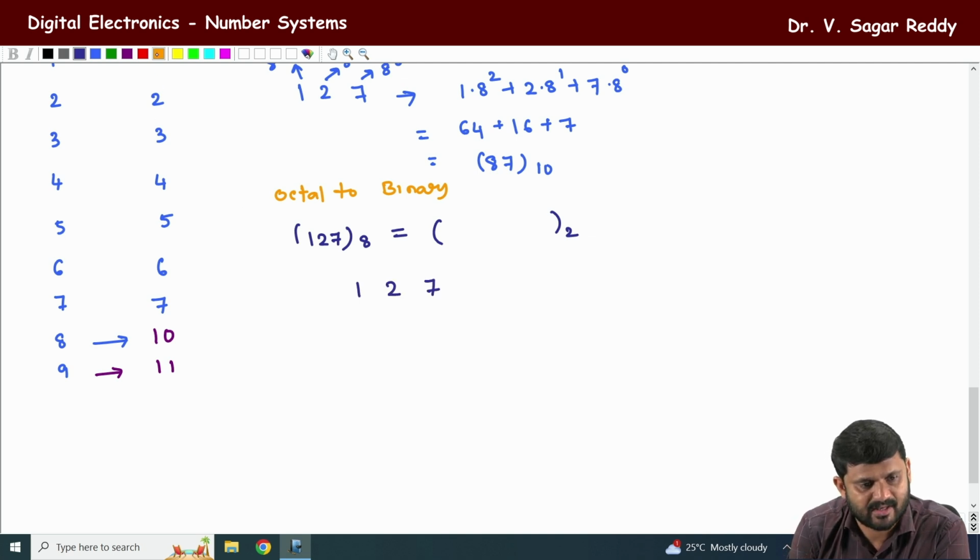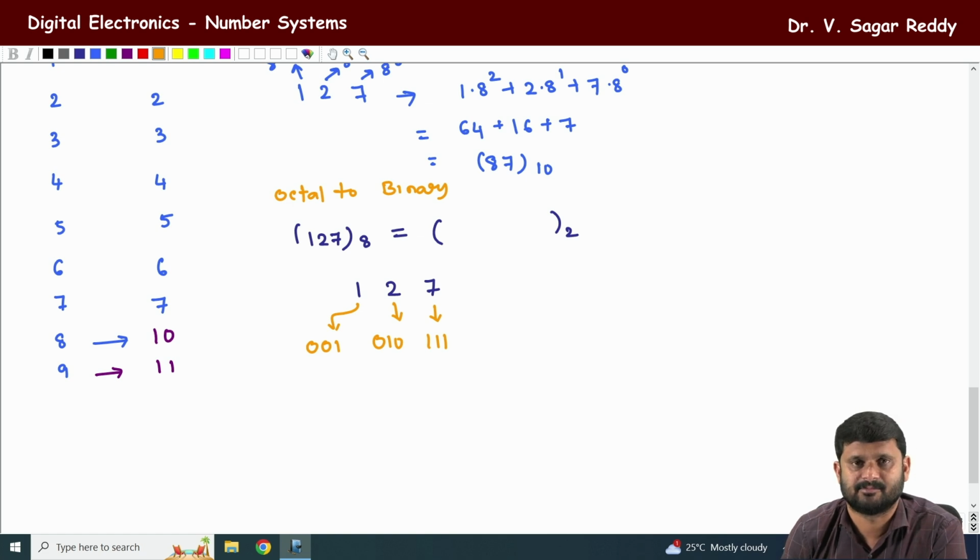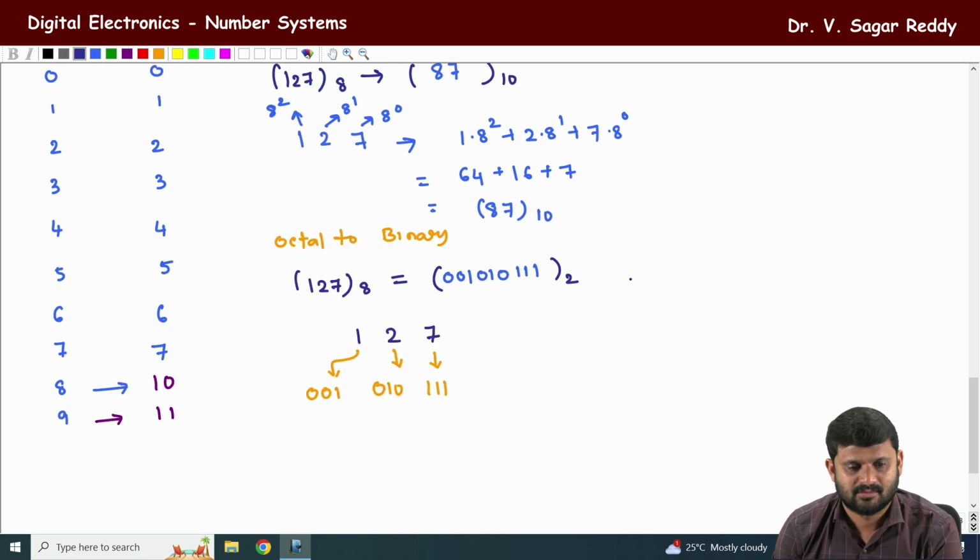This 7 can be represented using 3 bits in binary as 111. This 2 can be represented as 010. This 1 can be represented as 001. So each digit in an octal number is represented using 3 bits in the binary number system. The binary equivalent for 127 in octal is 001, 010, 111.